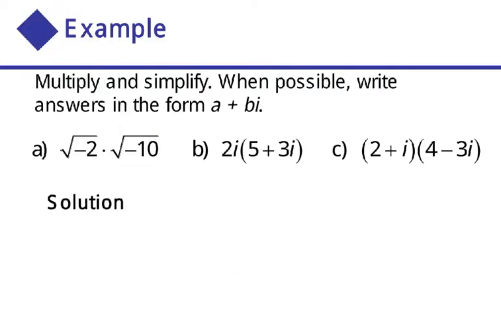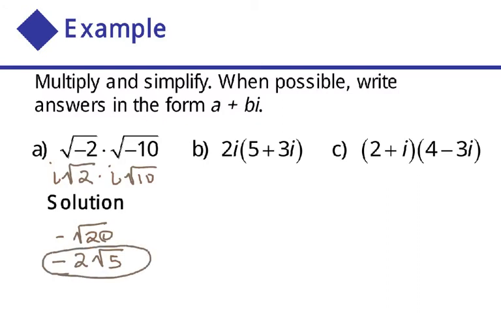So this one we have i times the square root of 2 times i times the square root of 10. And what does that give us? i squared, which is negative 1, square root of 20. 20 has a 4 in it. Square root of 4 is 2, so it's negative 2 square roots of 5.